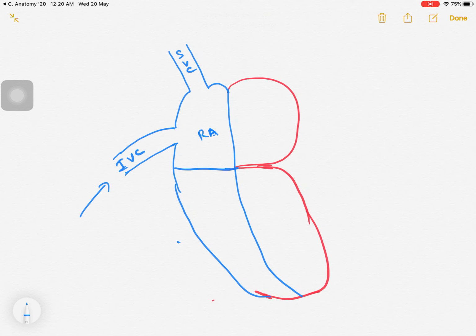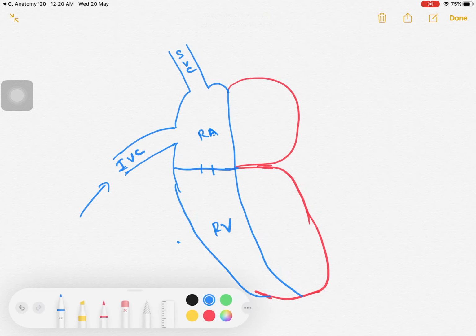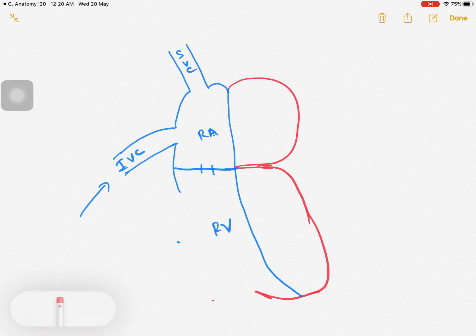Okay, so this right atrium is opening into the right ventricle. If you see here, the right ventricle is like this. Okay, so this is the right ventricle.